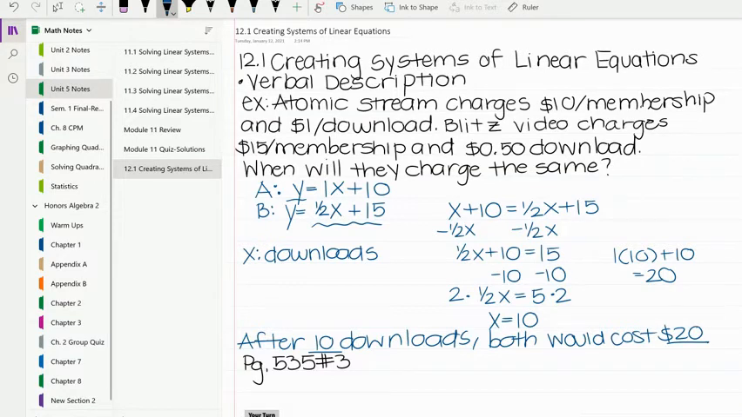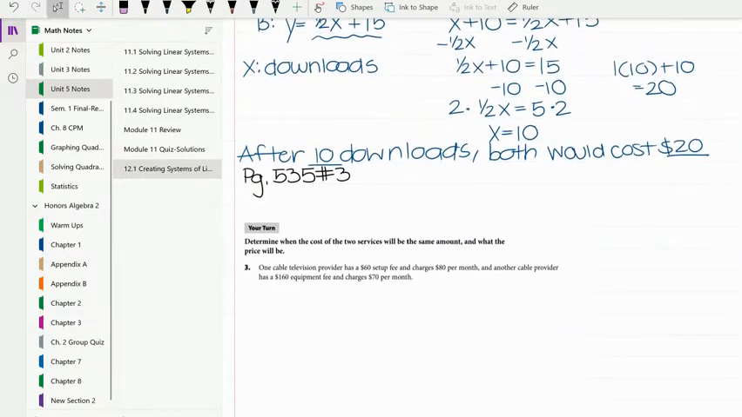All right, this next problem we are going over in class, so it's like a your turn to practice on your own. So page 535, number 3. I'm going to go ahead and skip over that one and keep moving on.